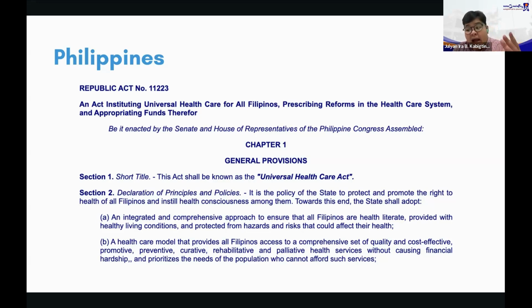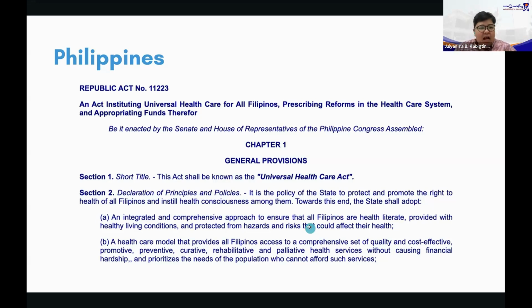The stipulation of the act is basically to provide a model that pushes for a comprehensive approach to health that is both of quality and without causing financial hardship. An emphasis in the paper that I like to highlight often is that when we talk about UHC, Universal Healthcare Act, it always emphasizes that there should be a lack of financial hardship.